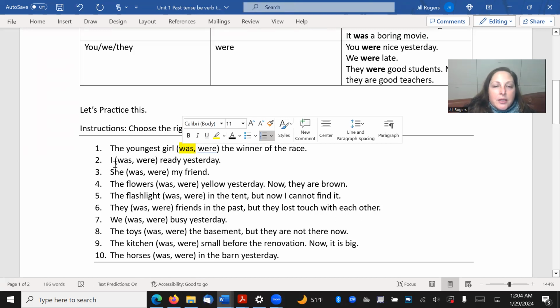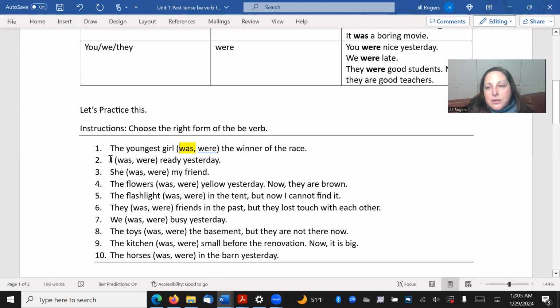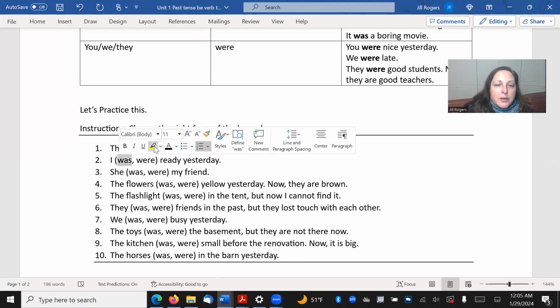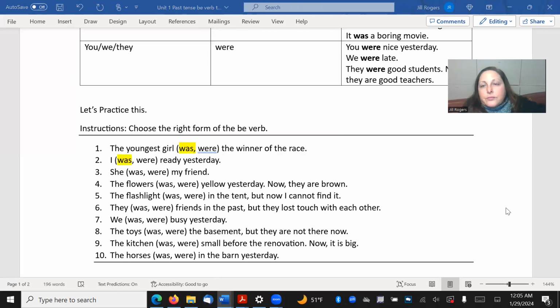The next one, I was ready yesterday, or I were ready yesterday. So we go, first of all, just think about this. Is this singular or plural? If it's singular, it goes with was. If it's plural, it goes with were. If you still don't understand, go back to the chart up there, and you know that I goes with was. Okay, so then highlight or underline. Okay, so please complete 3 through 10 on your own. Come back when you're ready for the answers so you can review your work.